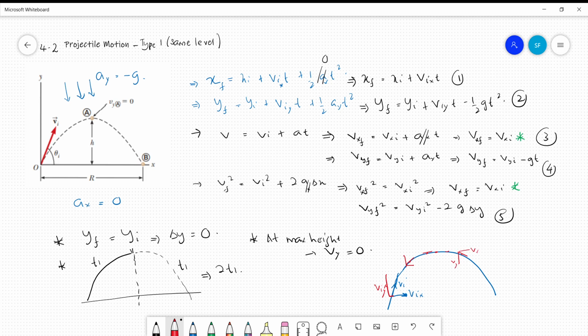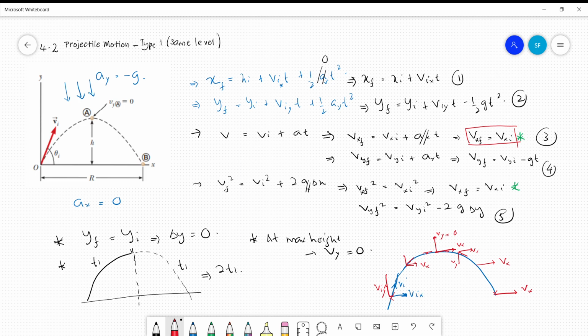Now, at maximum height here, only Vy is equal to zero. Vx will be equal throughout the motion. Vx stays the same until it falls. That's why it corresponds with equation 3 and this equation earlier. So Vx final equals Vx initial, because the horizontal component of velocity will remain constant from the starting point until the final point. So Vx remains constant. What changes is Vy.